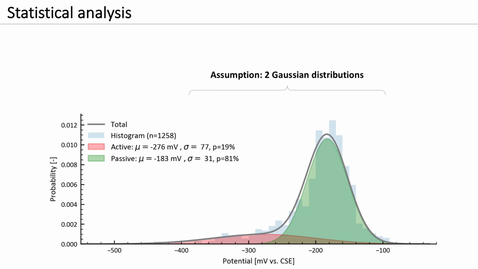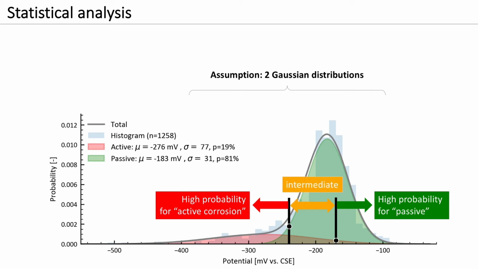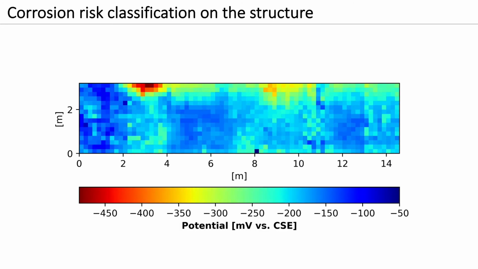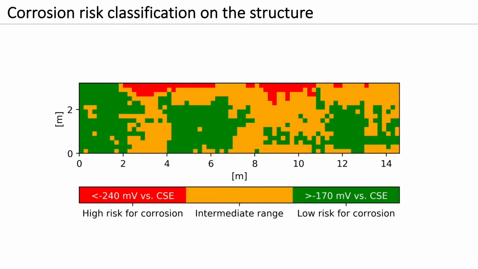In this example, we find that below -240 mV versus the saturated copper sulfate electrode, virtually all potentials belong to the active distribution. Above -170 mV versus the saturated copper sulfate electrode, on the other hand, virtually all potentials belong to the passive distribution. For the range between these potentials, it is difficult to make a statement. Now we can redraw the colour plot with the 3 corrosion risk classifications according to the statistical analysis.